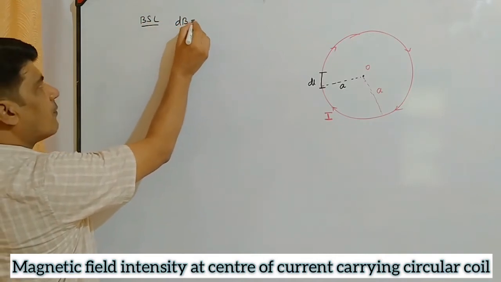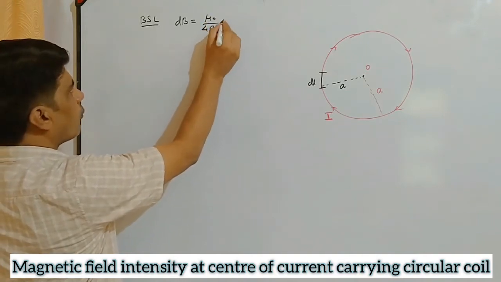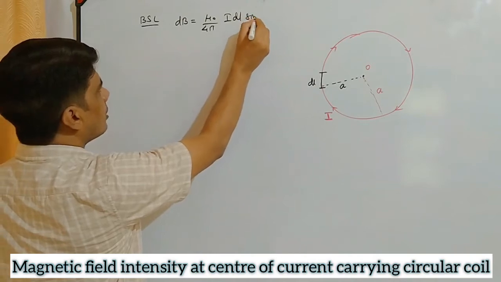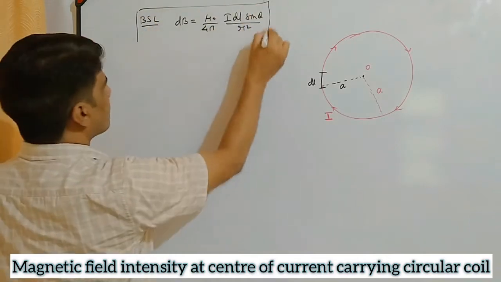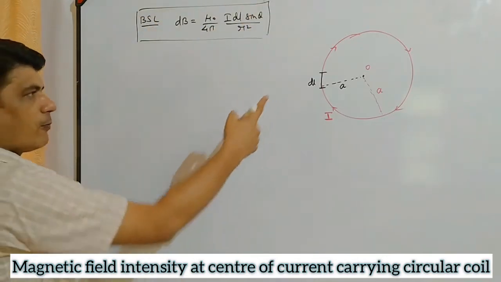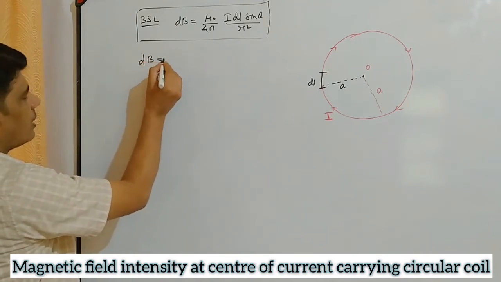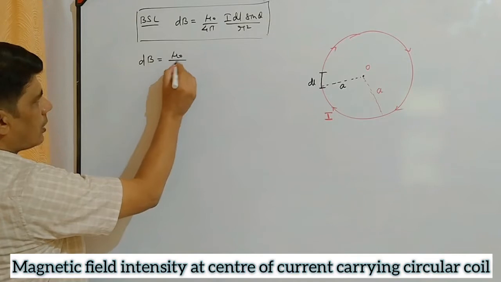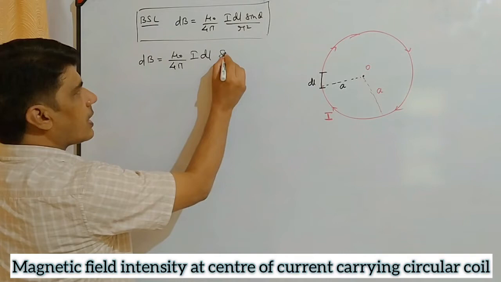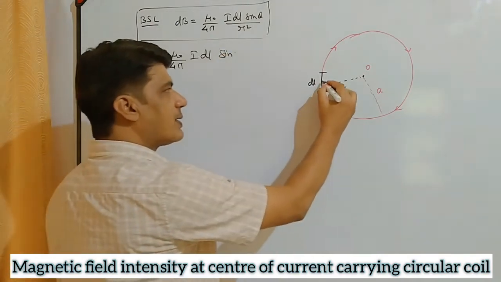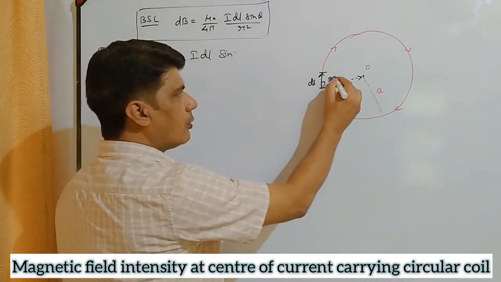the strength of magnetic field at any point is given by mu naught upon 4 pi I dl sine of theta upon r square. This is the mathematical form of Biot-Savart's law. According to our diagram, we can write dB is equal to mu naught upon 4 pi I dl sine of theta, where theta is the angle between the element and position vector of the point, which is equal to 90 degree.